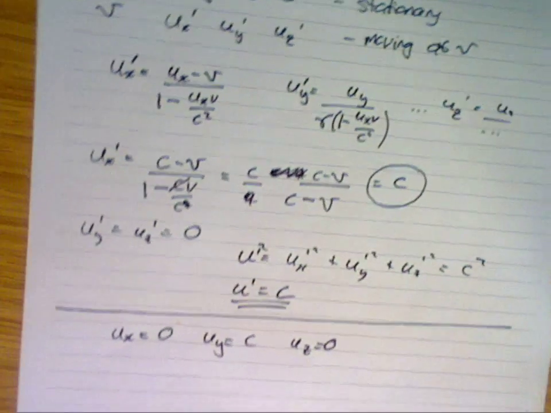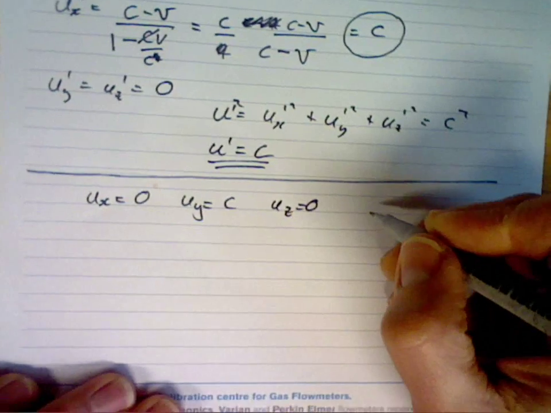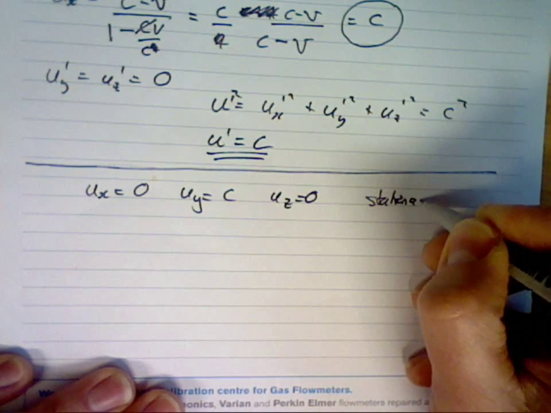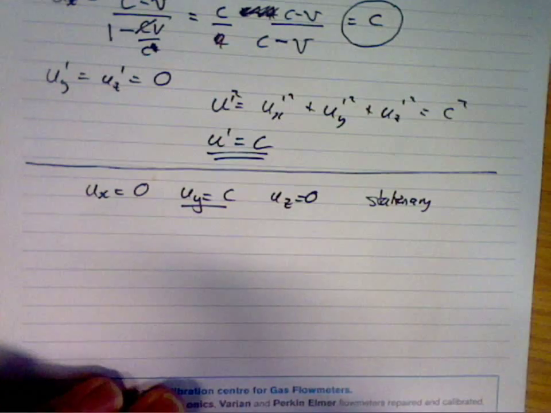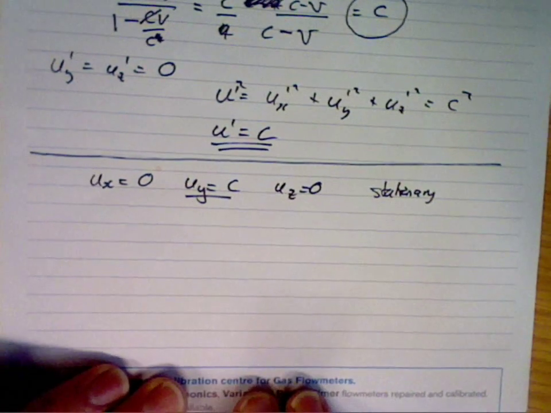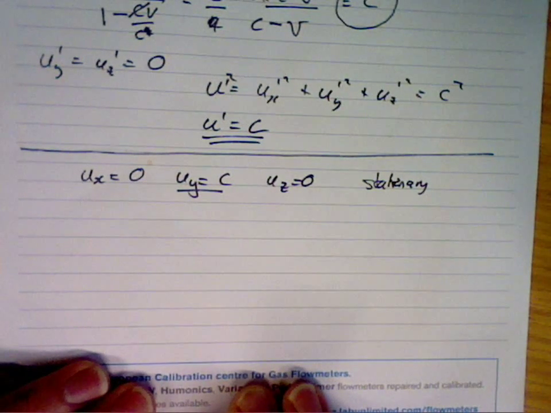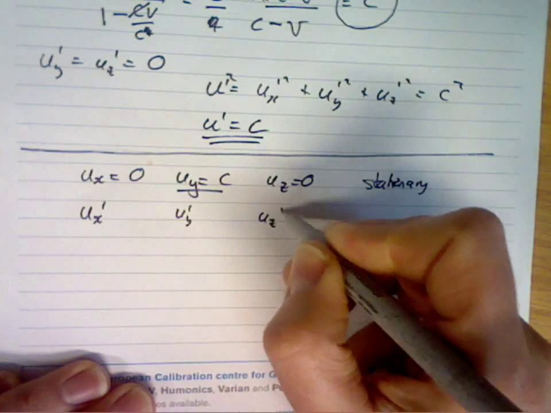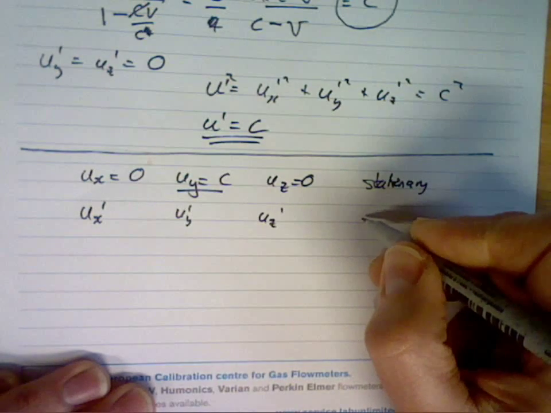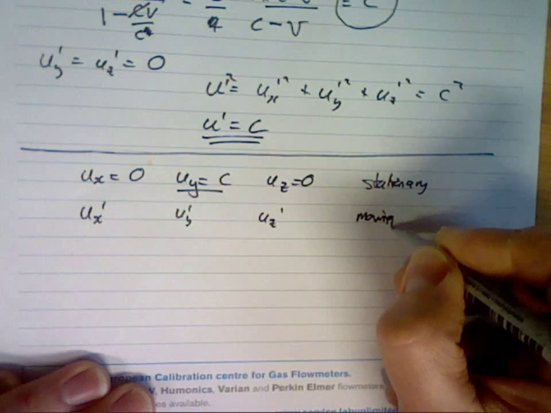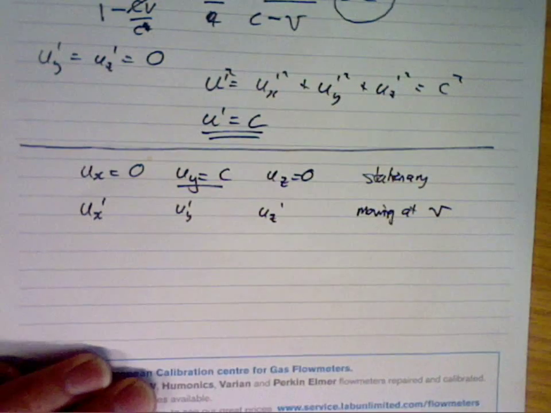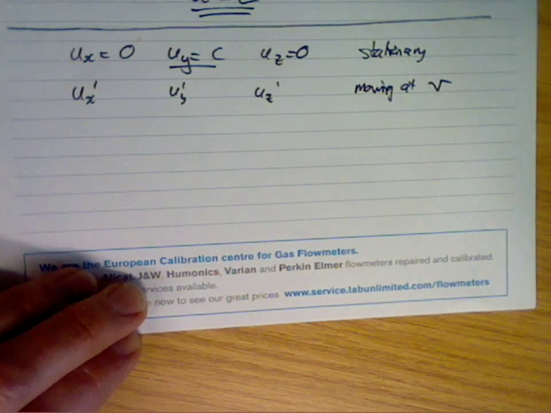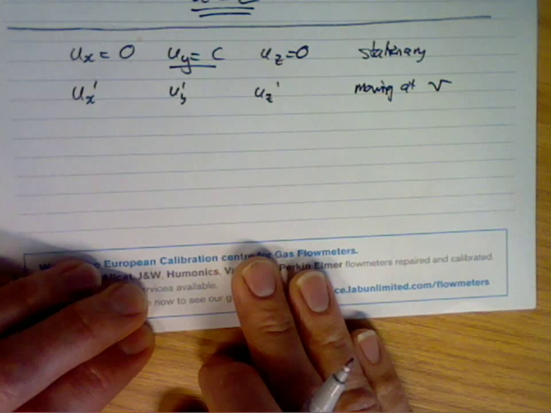So the stationary observer sees the light travelling along the y-axis. The other observer is again travelling along the x-axis at v, and what we generally want to know is the values of ux prime, uy prime, and uz prime as measured by the observer moving at v relative to them. So if we have a look again at the expressions we saw earlier: ux prime, uy prime, and uz prime.